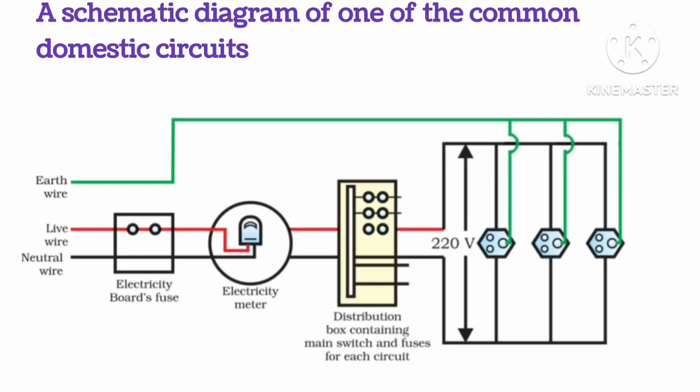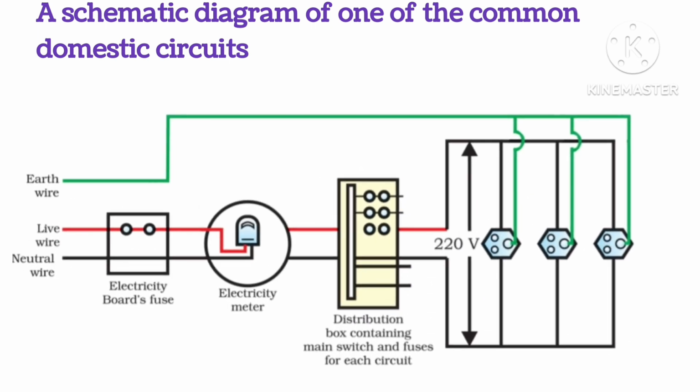So a schematic diagram of one of the common domestic circuits is shown here. So here you can see the green wire is the earth wire, the red wire is the live wire, and the black wire is the neutral wire.